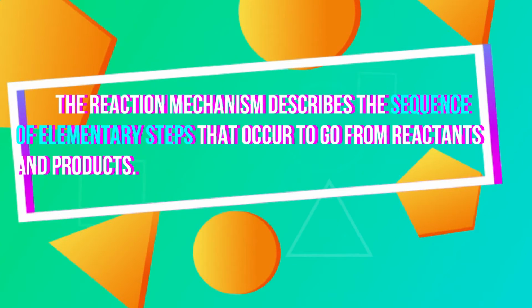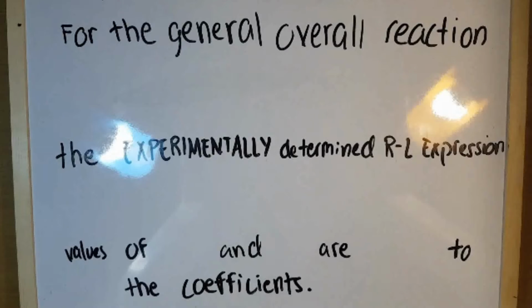To start the discussion, first let's define reaction mechanisms. The reaction mechanism describes the sequence of elementary steps that occur to go from reactants to products. In comparison, there are a certain number of ingredients needed in making a sandwich. For example, you need a patty, 2 slices of bread, lettuce, and a slice of tomato, which in this case are all reactants, while the product is the delicious sandwich.